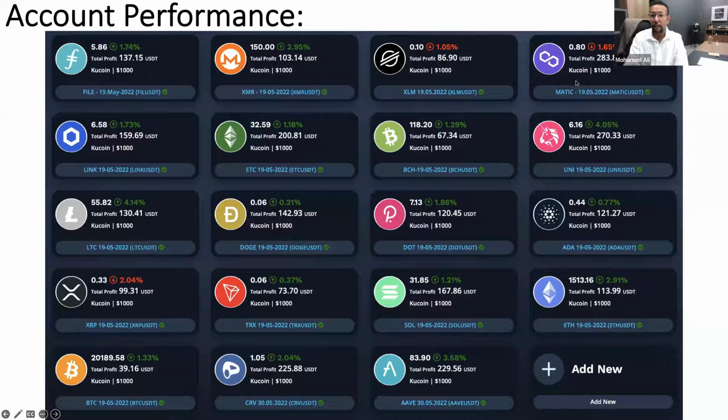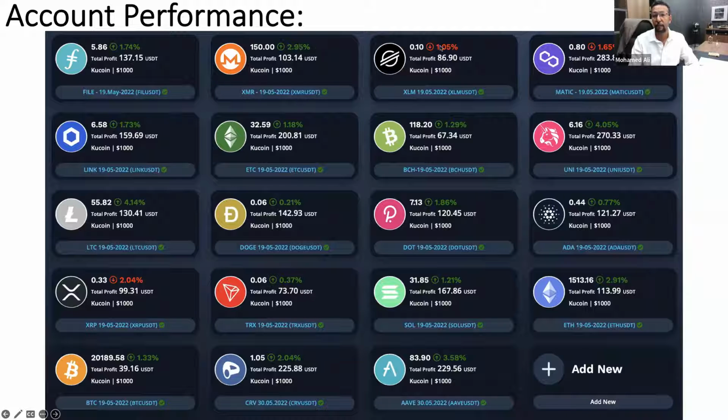Now let's get to the interesting part, which is the performance of this account that we have been following for quite some time. These are the coins that we're trading in this account, and these are the profits. For example, the file USDT started on 19th of May and so far made 13.7%. The capital was 1,000, here's the profit, 137, which represents 13.7%.